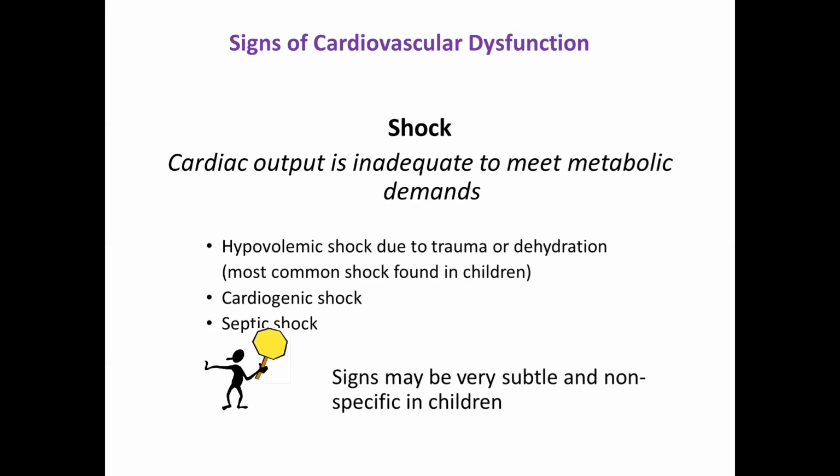Okay, a few more slides, and we will be done soon on pediatric shock. Shock happens when cardiac output is inadequate to meet metabolic demands. There are different types of shock: hypovolemic shock, cardiogenic shock, septic shock, neurogenic shock. Out of all of those, hypovolemic and septic shock are the most common. And signs and symptoms could be subtle and non-specific in children.